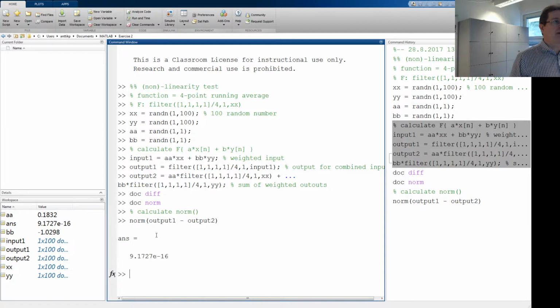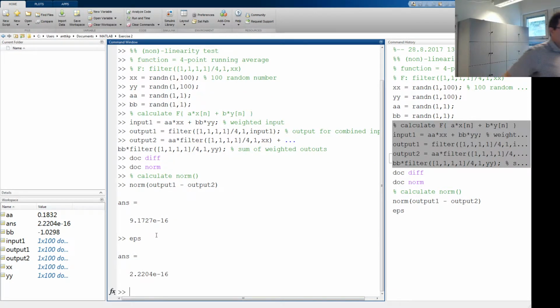Hopefully this is 0. Yes it is. It is 0. This is floating point precision numbers we are dealing with. And that's very close to the machine epsilon, which is the smallest difference between the numbers. The machine epsilon is EPS, and basically we have 4 times the epsilon as our difference. So it's within the calculation limits. Those are the same. So this is a linear system, but I knew it already. The running average filter is a linear system.